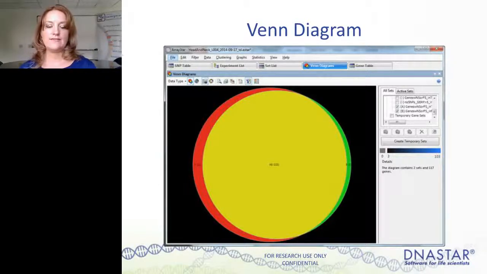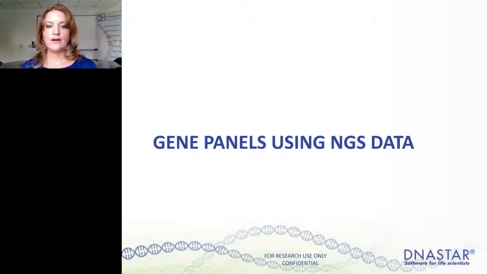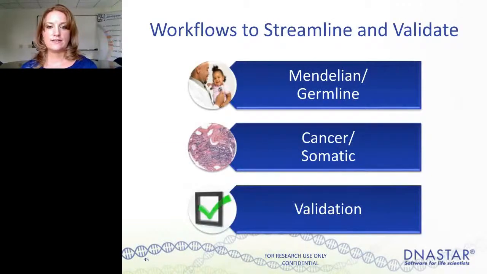And then on the left-hand side, we have the 11 same genes that were found only in the tumor sample. So that's pretty much the workflow for the cancer gene panel workflow in LaserGene data, or LaserGene application. So what are some other things to consider with next-gen data?